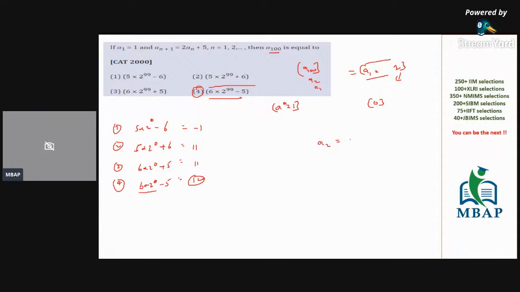Even if you want to check for the value of A2, A2 is going to be nothing but 2 into 1 plus 5, which is 7. Among option 4, it's going to be 6 into 2 raised to 1. This time the exponent is changed to 1, so 12 minus 5, which is equal to 7, the same answer that we are looking at. I hope this is clear to all of you.